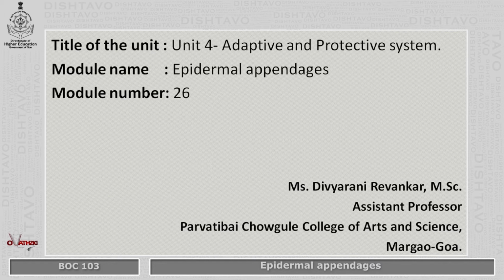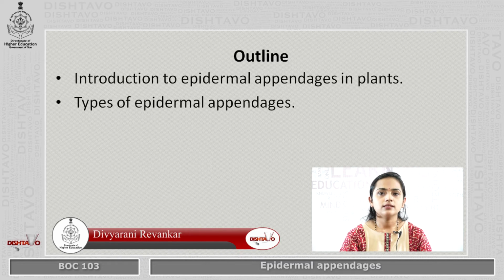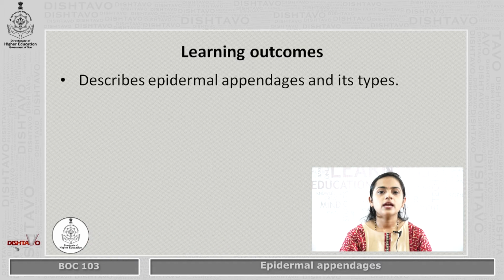I am Divyarani Revankar and I will be covering module number 26, Epidermal Appendages under Unit 4, Adaptive and Protective System. Outline: Introduction to epidermal appendages in plants and types of epidermal appendages. Learning outcomes: describes epidermal appendages and its types.